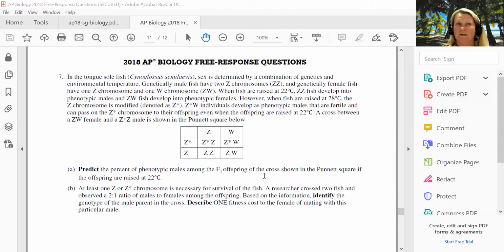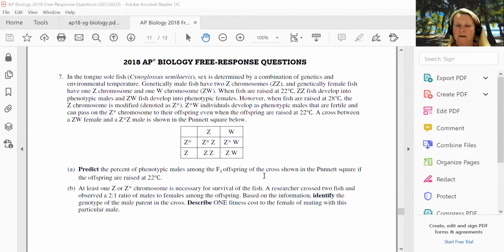Now, which outcome would be lethal? Well, they're giving you a hint in the question because they said at least 1 Z or Z0 chromosome is necessary for the survival of fish. That would be analogous to saying that at least 1 X chromosome is necessary for the survival of Drosophila. If you're XX, you're a female fruit fly. If you're XY, you're male. If you're YY, that's fatal. You need an X chromosome to survive in Drosophila. You need a Z or Z0 chromosome to survive in this particular fish.